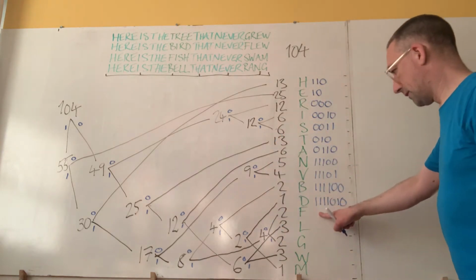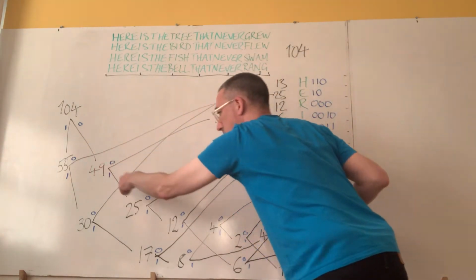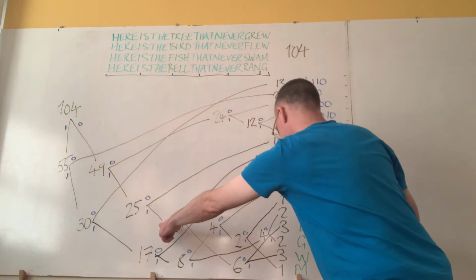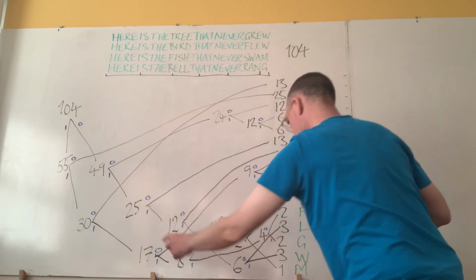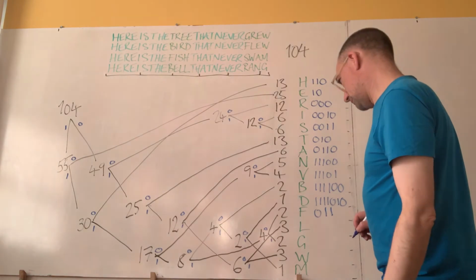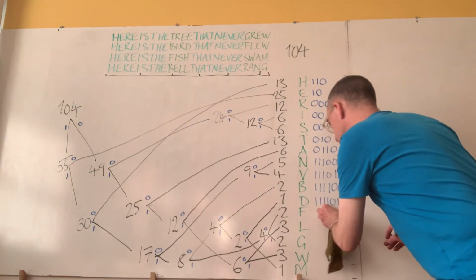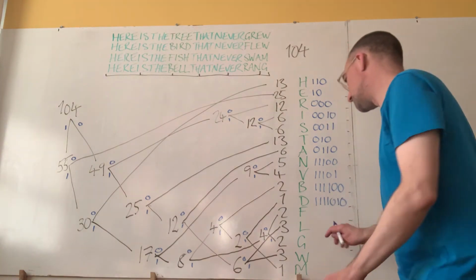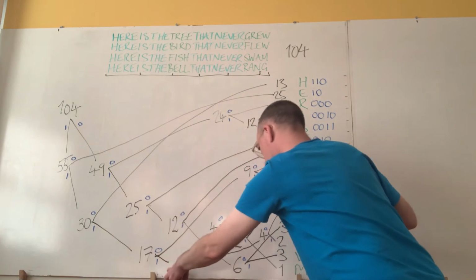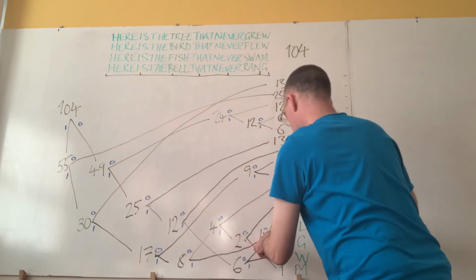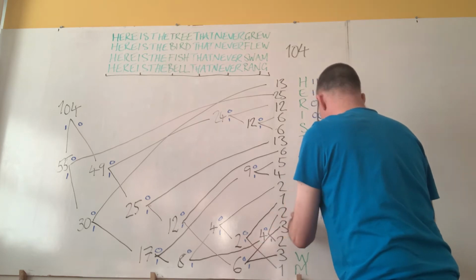And for F, we have 0, 1, 1. No, I've missed that entirely. This is tricky. Try again. I'll tell you how to check it in a moment. For F, we have 1, 1, 1, 1, 1, 0.